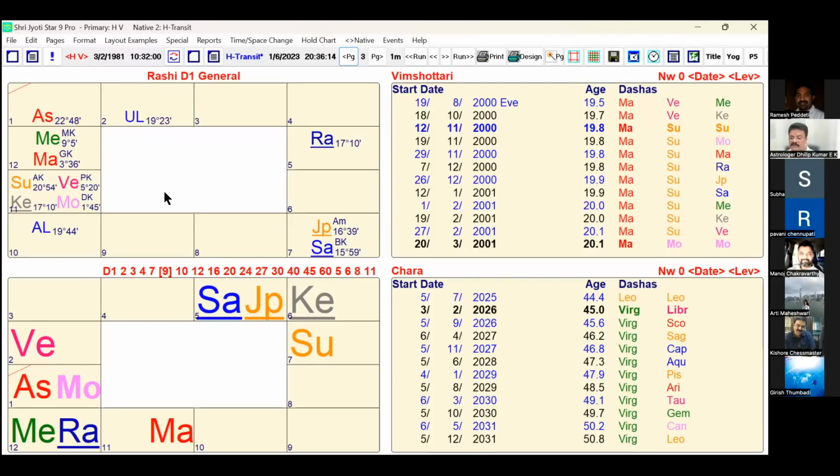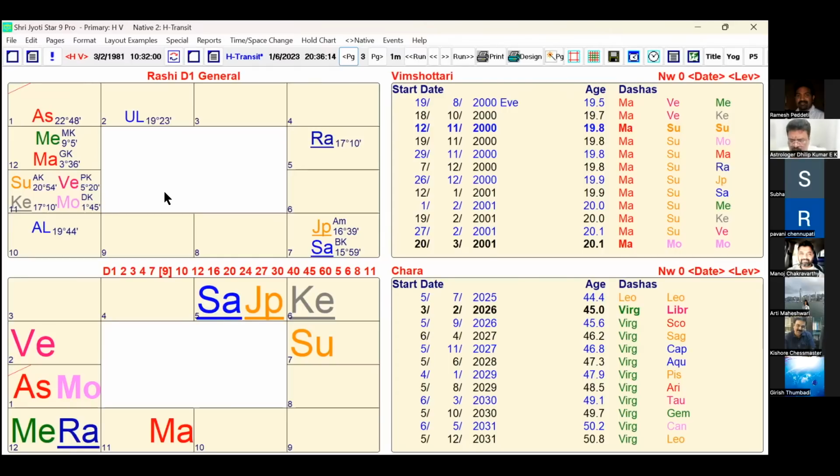Sir, here I have a doubt. Whether Ketu is giving some problem to Mars, whether Ketu is near to Mars or not. No, there's a good amount of gap. A good amount of gap is there. A 15 degree gap is there, sir. Or 16 is the gap.